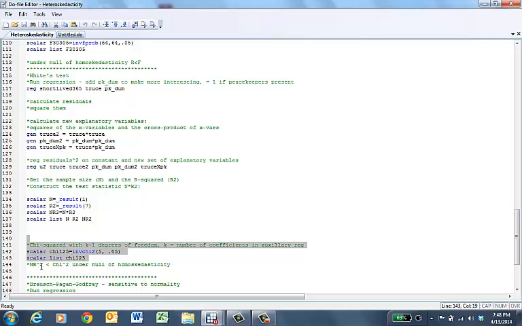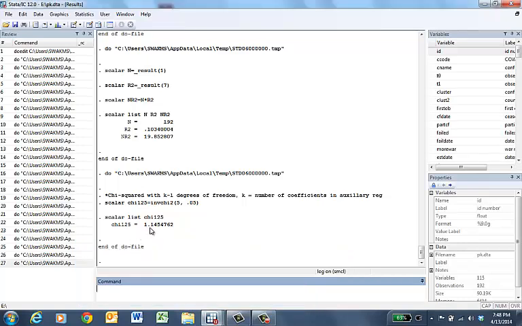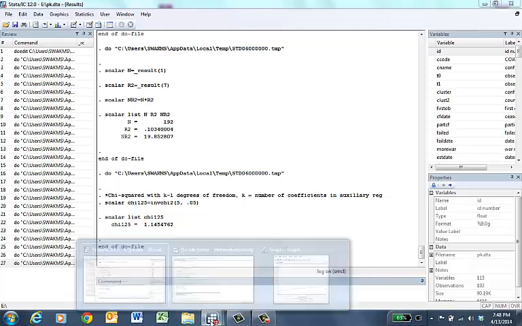So if our n times our R squared is less than our chi-squared, we fail to reject the null hypothesis of homoskedasticity. So looking back, we can see it's the reverse. Our n times our R squared is greater than our chi-squared statistic. So again, we reject the null hypothesis of homoskedasticity.